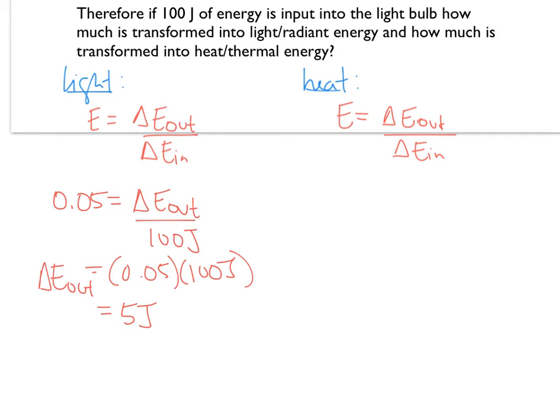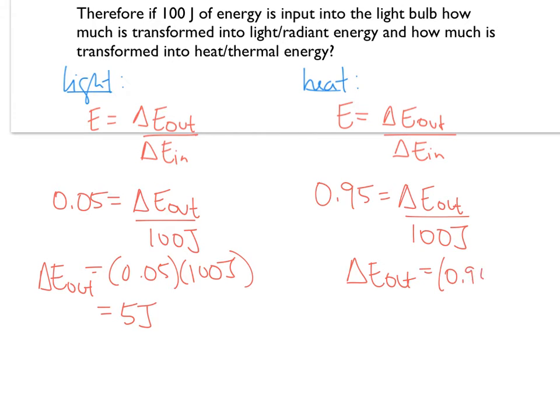Let's do it for heat. So your efficiency for heat would be 0.95, so 95%. This is assuming that you want heat, and that's an efficient outcome. And your input energy, again, is 100 joules. It's kind of predictable what this is going to come out as. This is just going to be 0.95 times 100 joules, and it's going to be 95 joules.